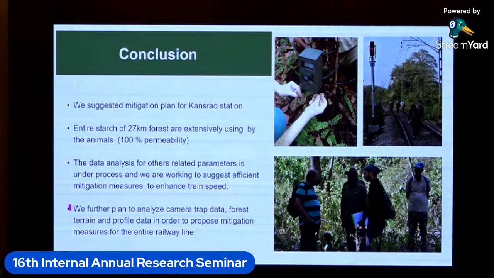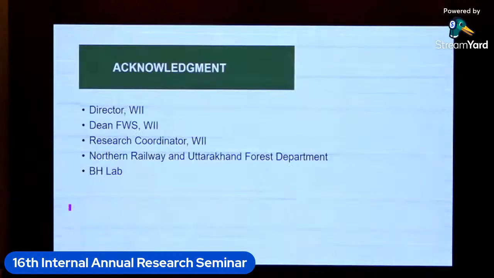From our study, we could find out that the entire 27-kilometer stretch of forest is extensively used by the animals for tree crossing. The data analysis for other related parameters is under progress, and we are working to suggest efficient mitigation measures to enhance the crossing. We further plan to analyze camera data, forest terrain, and profile data in order to propose mitigation measures for the entire railway line.